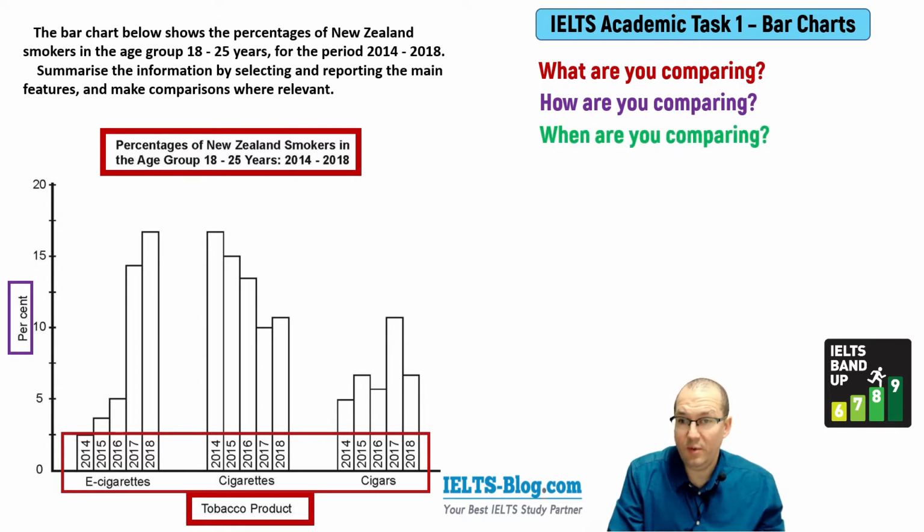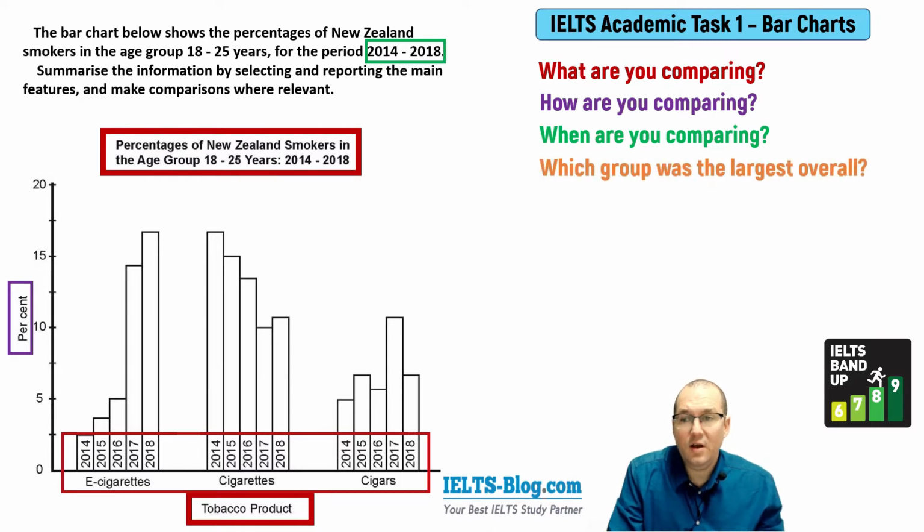Next, when are you comparing? Also very, very important for your grammar. You can see that it's 2014 to 2018. Now this will allow you to pick which grammar you're going to use. So you can use a variety of passive, past expressions, and if you can't use them well, then you can use other past forms. But again, you need to use a variety. You have to make sure they're in the past. So that's also really important.